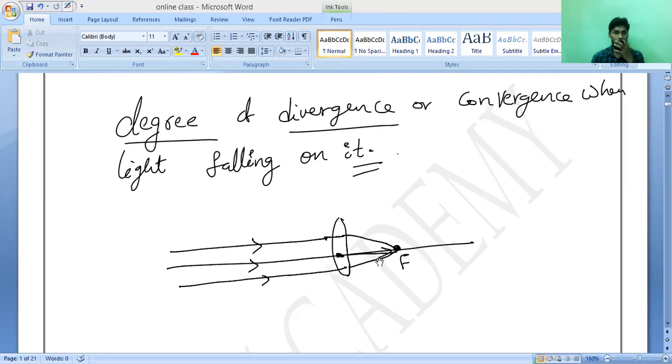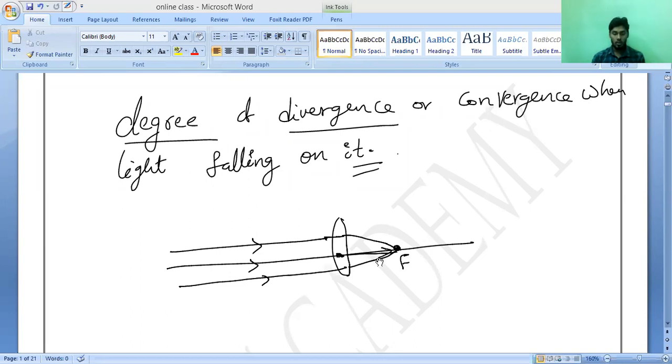So we can say that it is said to have greater power. Or if you take another lens, a concave lens which diverges a parallel beam of light rays more strongly, it is said to have greater diverging power than another concave lens. So that is what you should understand.